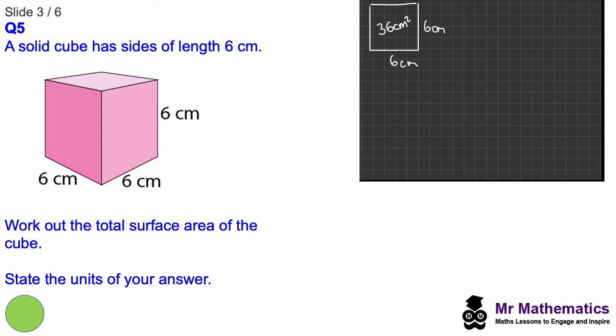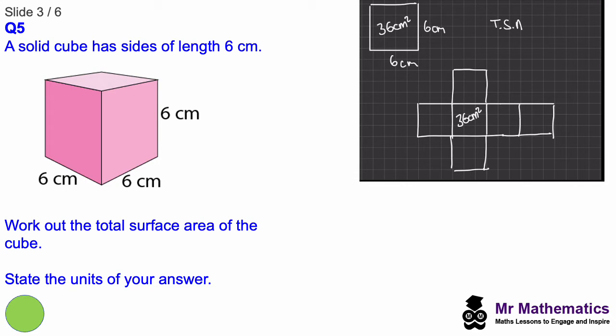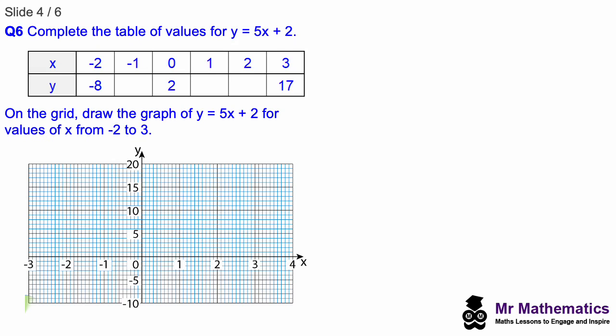And now we can see the cube as a net, where every square has the same area of 36 centimeters squared. And because there are 6 faces, the total surface area will be 36 centimeters squared multiplied by 6, which is 216 centimeters squared. It's important here to include the units.